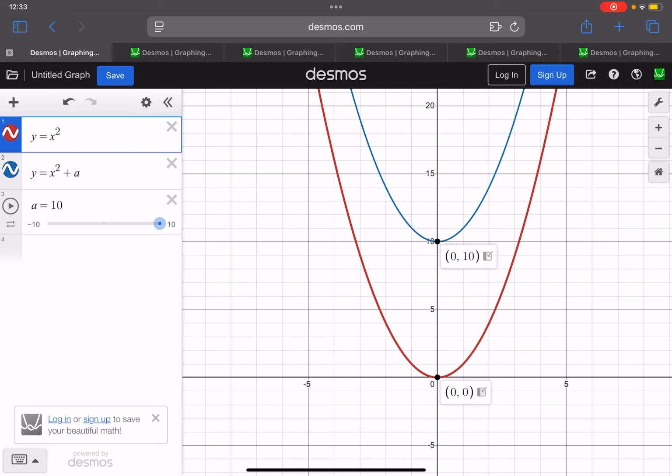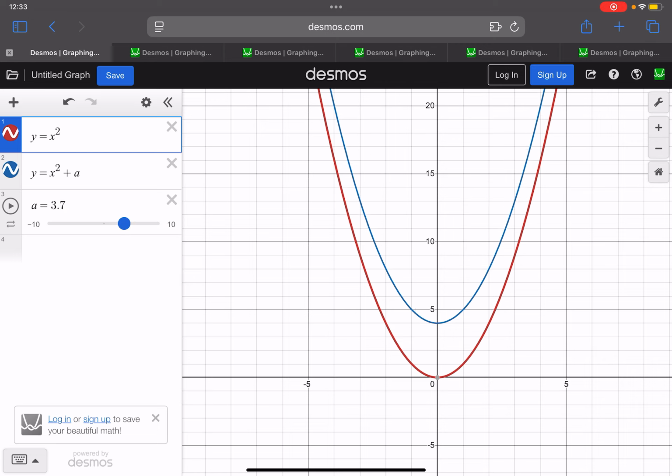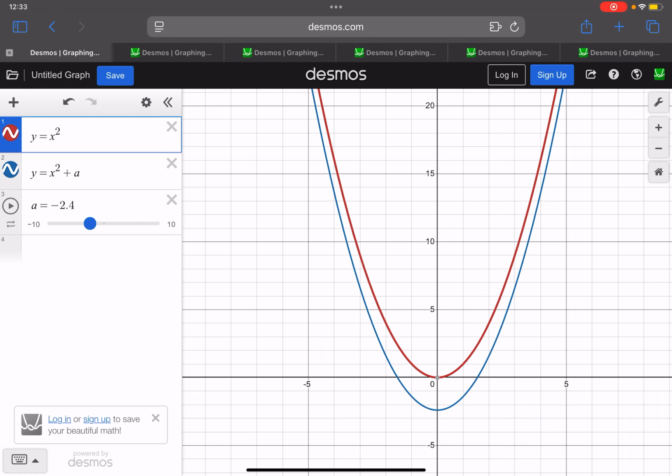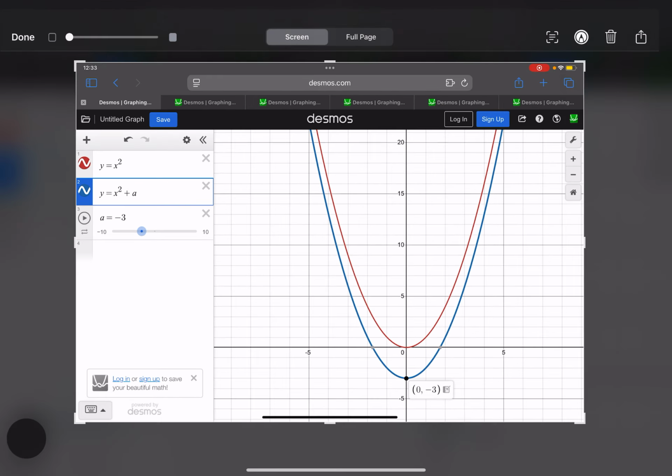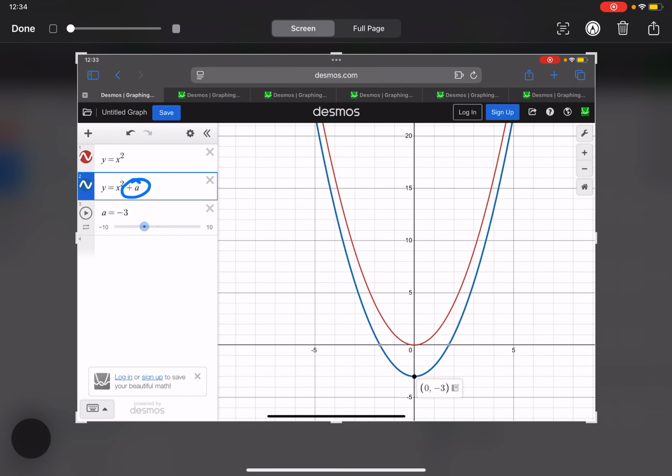What about if I make a smaller again? We can see the graph's going down in the y direction. If I make a negative, you can now see it's gone down in the y direction by 3 squares if a is negative 3. So this change of having f of x and then the plus a on the outside, that's affecting the y coordinates, and I'm either going to move it up if it's positive or down if it's negative.